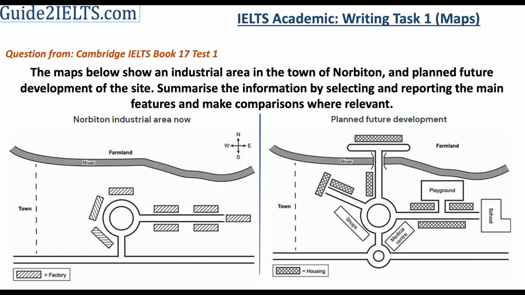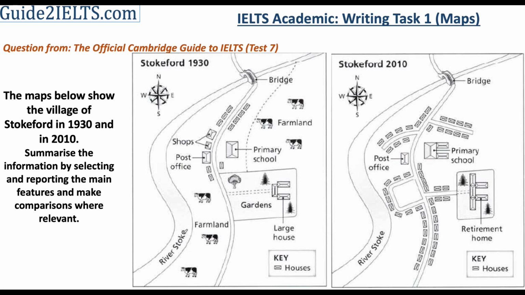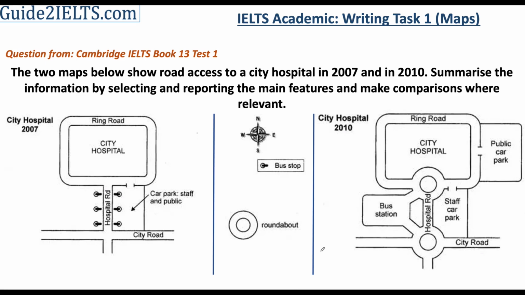Another important part of understanding map questions is that sometimes there are some symbols in the maps that are not labeled in the map. These symbols are labeled or explained outside the map. This explanation is called the key. For example, in this map, roundabouts and bus stations are labeled separately. So this is not part of the map. This is just telling you that on the map, these are roundabouts and these are bus stations.